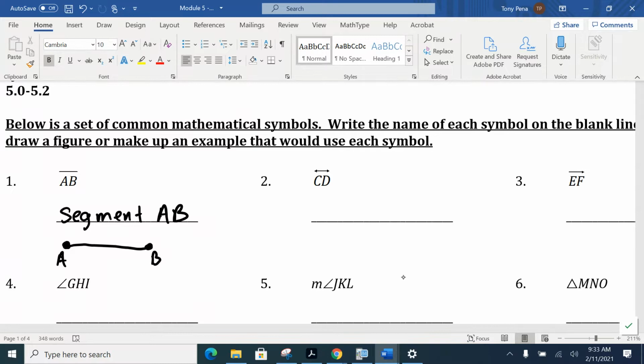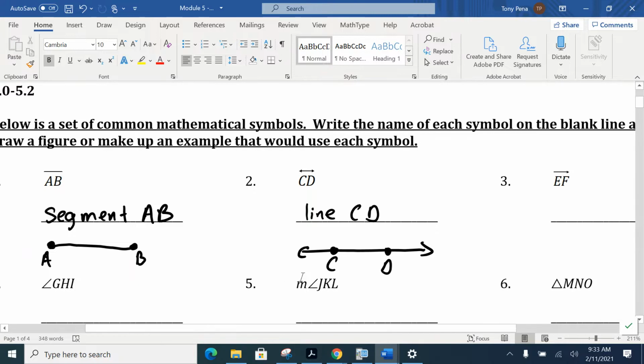Number 2, when you see arrows at the end of them, both of them, that's when we actually can now use the word line. So line CD. When we now draw this in, go ahead and draw your line. We can't put the A and the B on the arrows, so we just put them somewhere in between. Or sorry, C and D, not A and B anymore. That's line CD, and that just means we go on left forever in both directions and to the right.